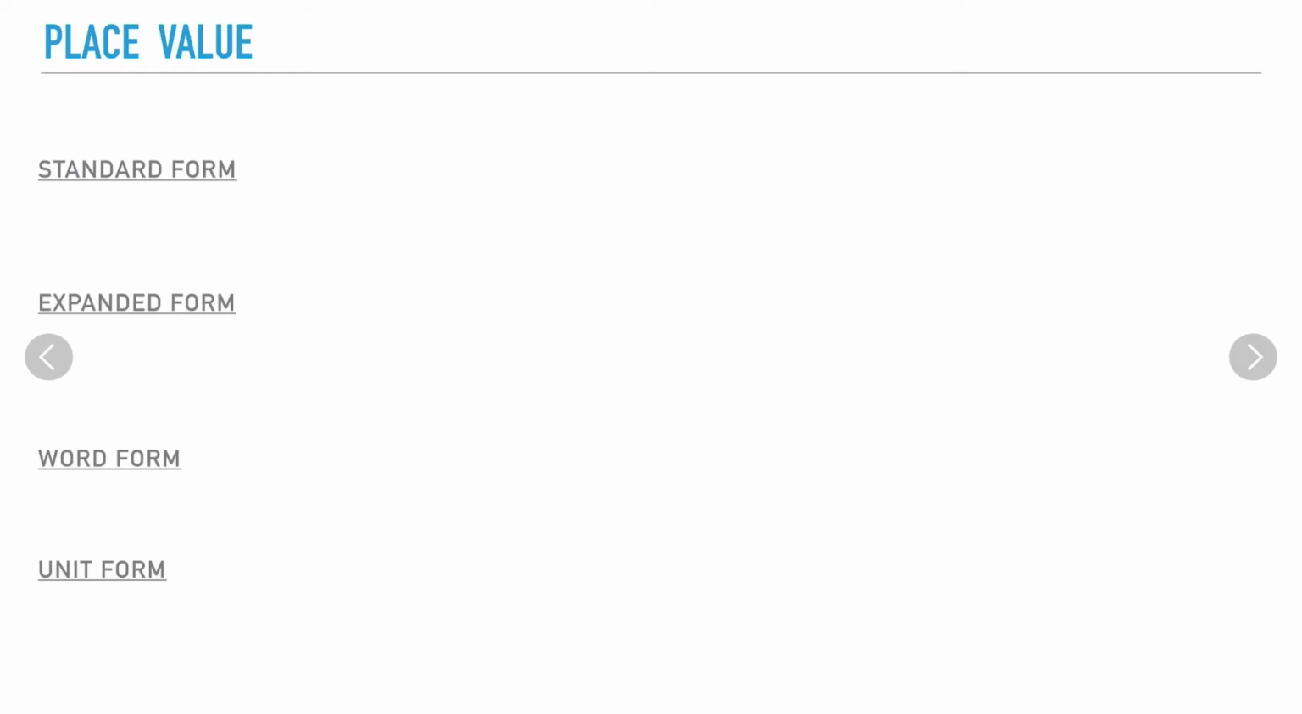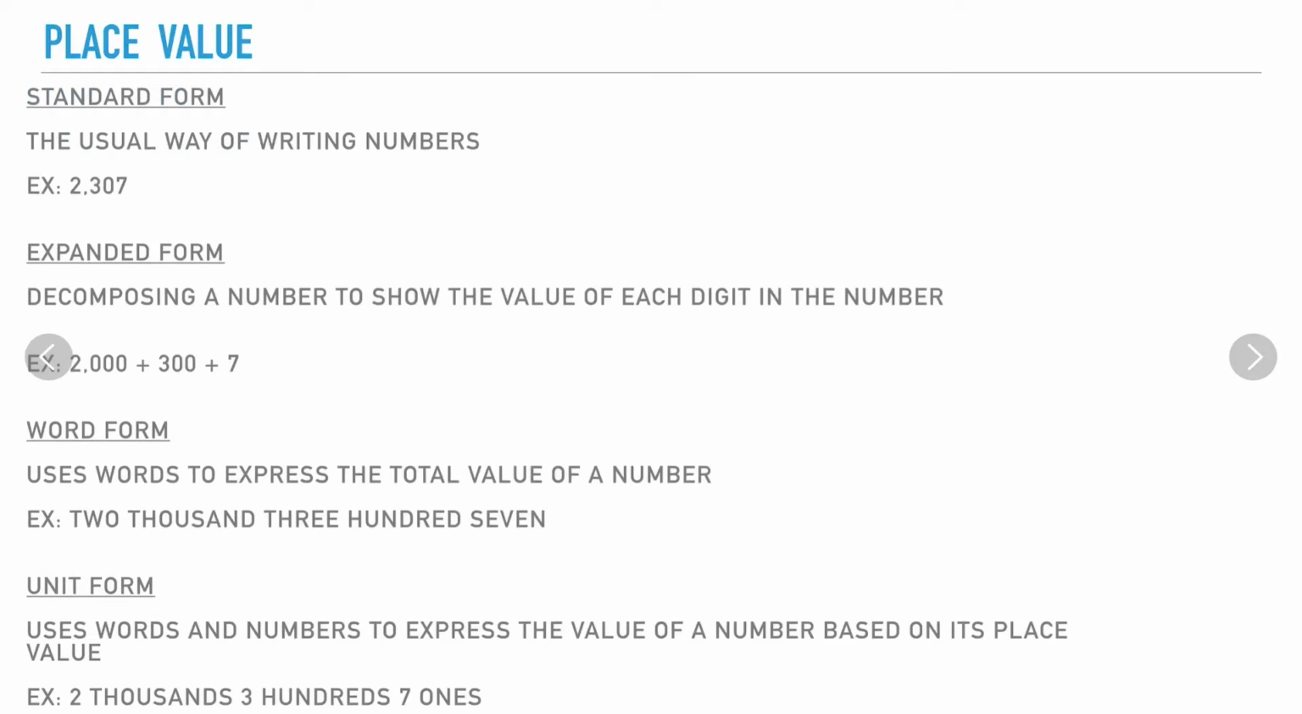And it's very important that we remember the different forms of a number, because in today's lesson, we're going to be comparing numbers that are in different forms. We have standard form, expanded form, word form, and unit form. Remember, standard form is just the usual way of writing numbers, 2,307. Whereas expanded form is actually decomposing a number or expanding it to show the value of each digit in the number. So that same number, 2,307, is 2,000 plus 300 plus 7.